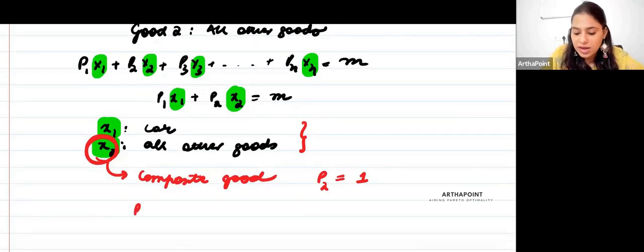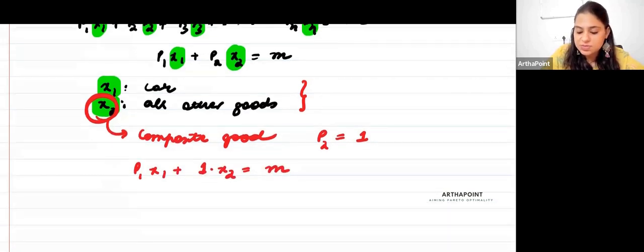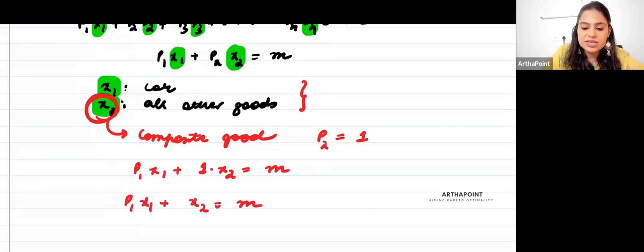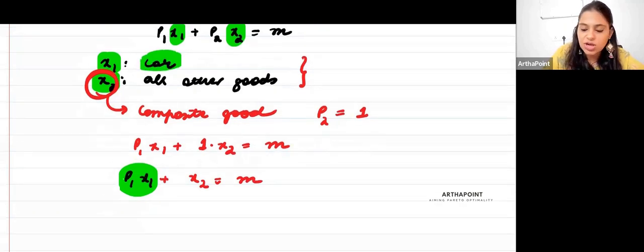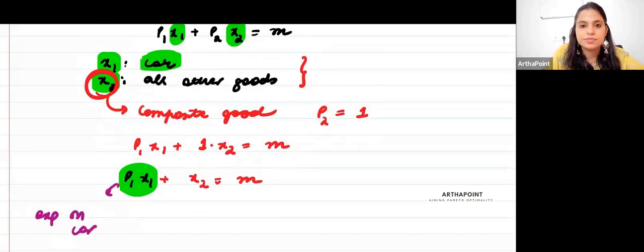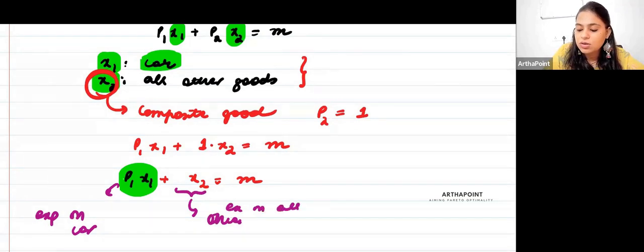So what do I get? I get P1 x1 plus 1 into x2 is equal to m. And this tells me P1 x1 plus x2 is m. This is the expenditure that I do on car. So x1 is the units of car that you buy. P1 is the price of each car. So this can be your expenditure on car. And this right here represents expenditure on all other goods.